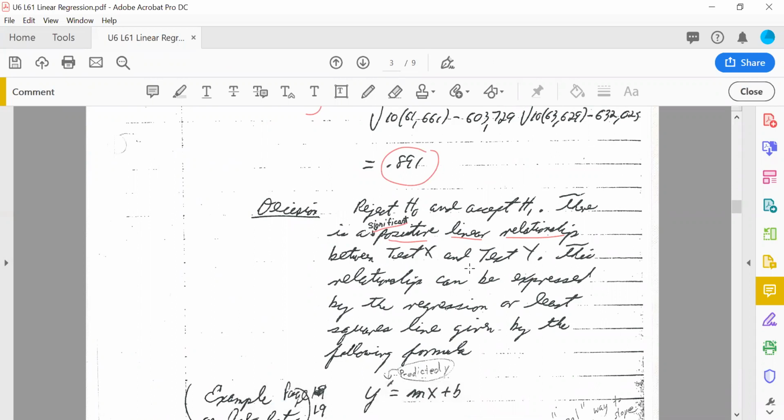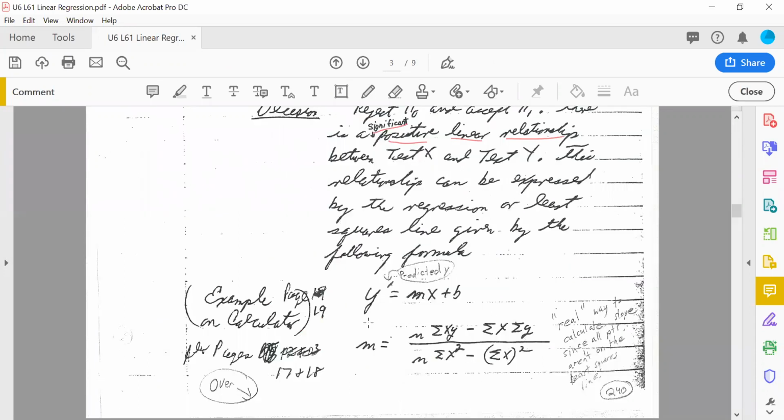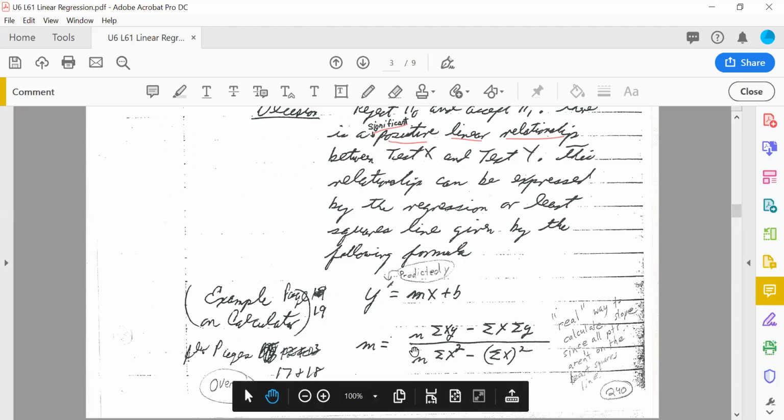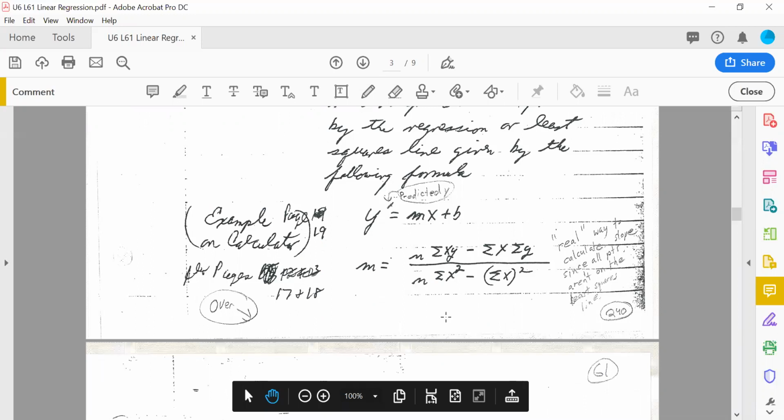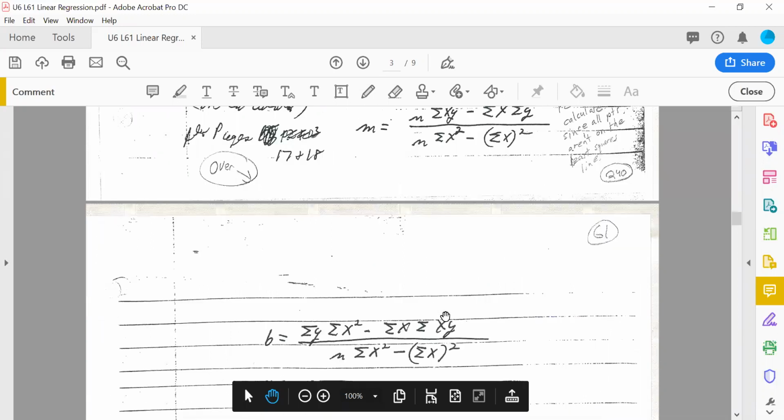Next, let's do the regression. This relationship can be expressed by the regression or least squares line given by the following formula. If you wish to compute the slope and the y-intercept by hand, please feel free to look at these formulas right here. I actually helped one of our former students, who's now in college, use these formulas this past semester because their college professor made them use the formulas.